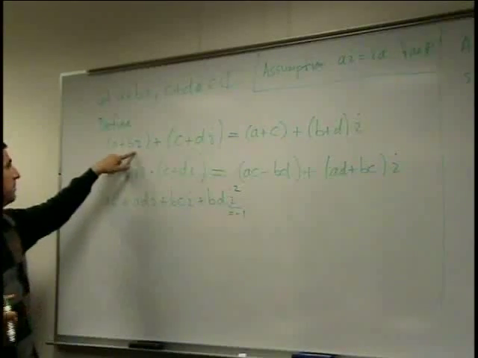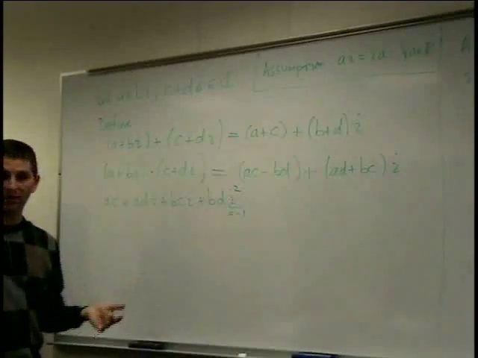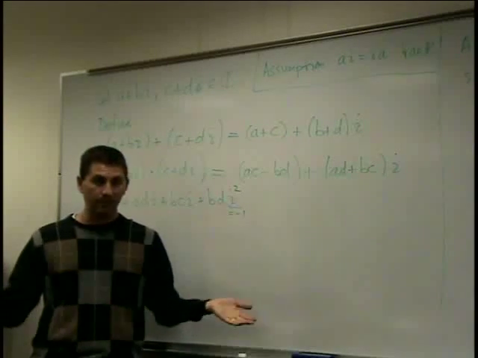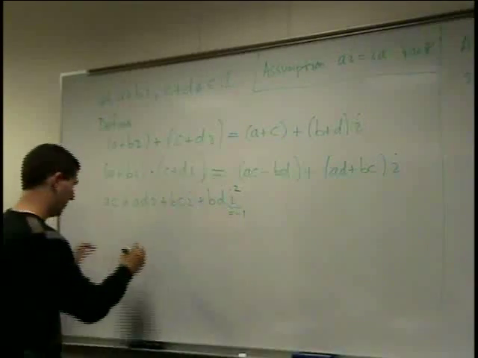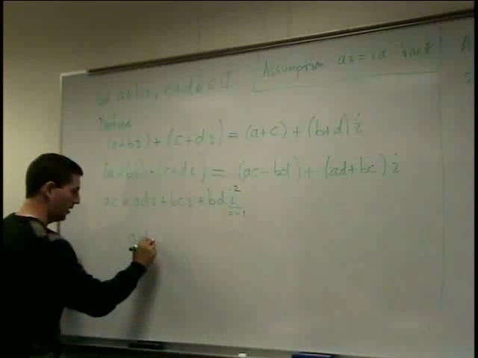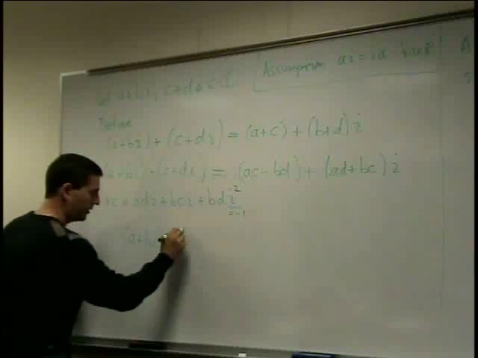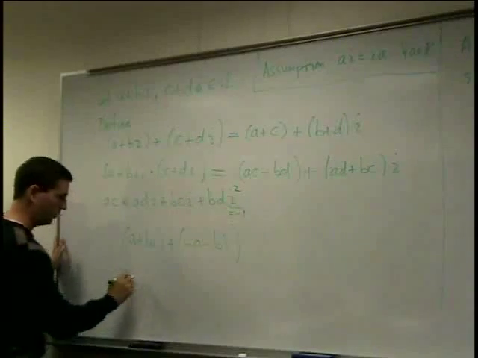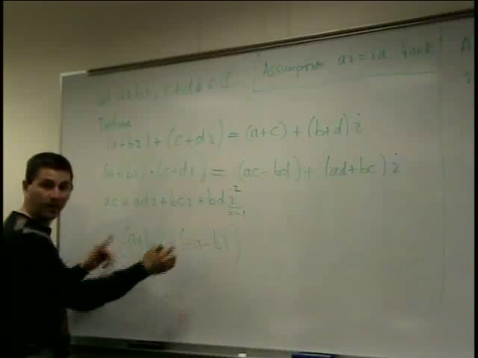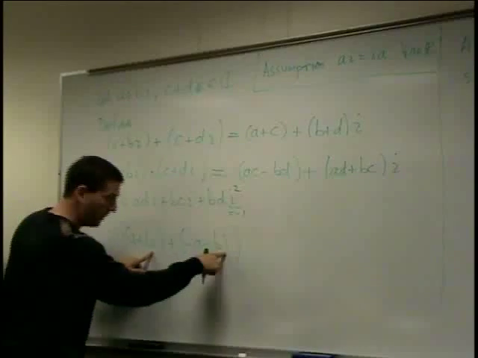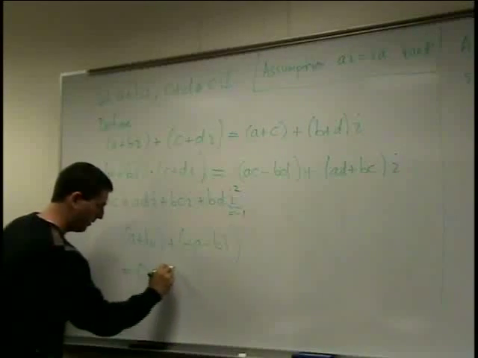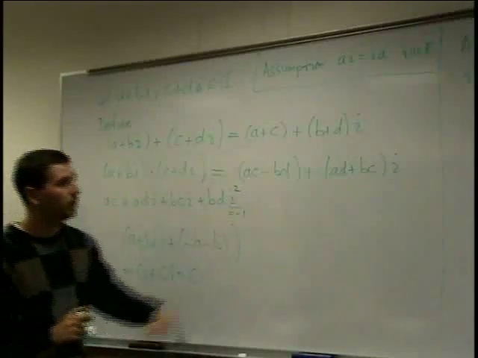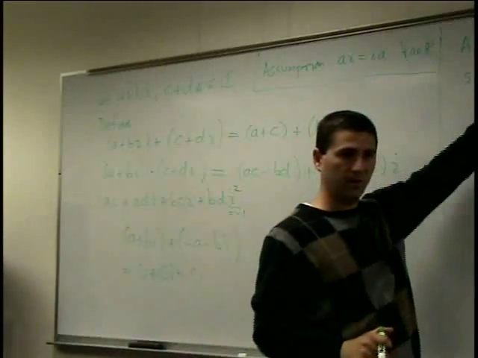I start with a plus bi, and I want to add something to it and get out 0. Negative a minus bi, because watch: a plus bi plus negative a minus bi equals, well, a minus a is 0, bi minus bi is 0. So it has additive inverses. Cool, so it's an abelian group under addition.